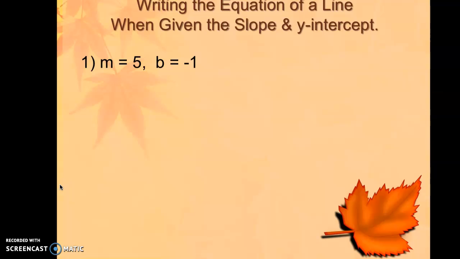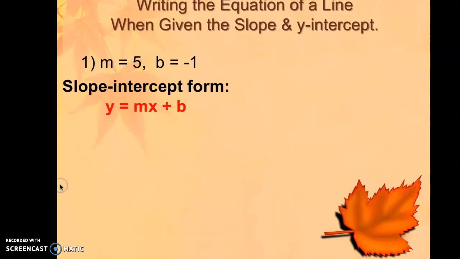All right, so if you're given the slope and the y-intercept, say somebody tells you that m equals 5 and b equals -1, that's what you're going to write: y equals 5x minus 1, right? What does this b equals -1 mean? It means that's where your graph crosses the y-axis, the one that goes up and down.